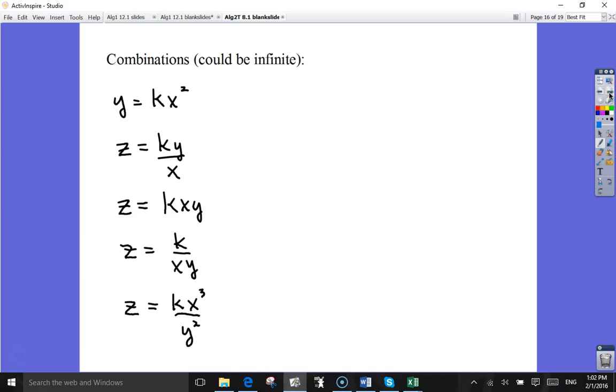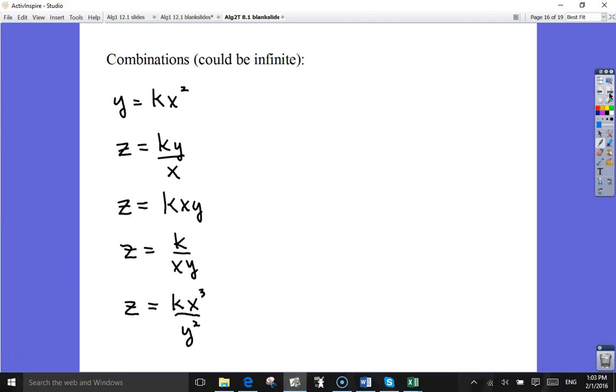So combinations, if you notice the first one, y equals kx squared, you would say y varies directly as x squared, right? What if it was y equals kx to the third? Y varies directly as x to the third, right? So this could go on forever. There's not a finite set of combinations that you could encounter. It's infinite. So this is not an exhaustive list of all the different combinations of variations, because you can come up with infinitely many of them.